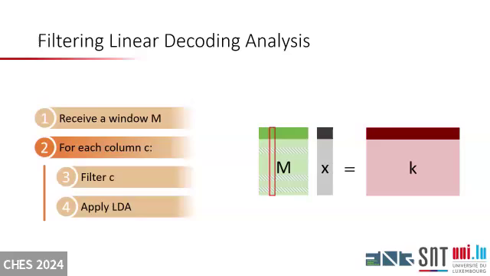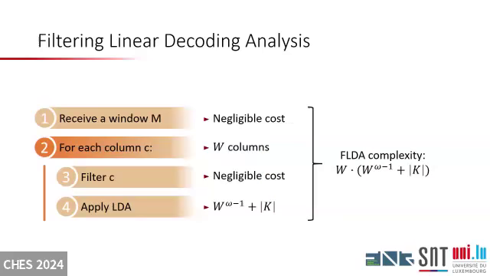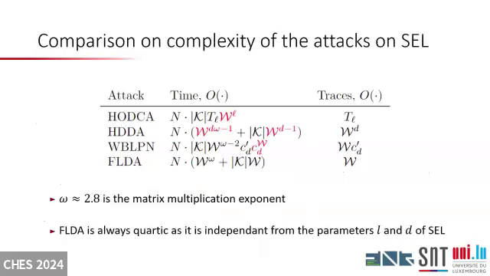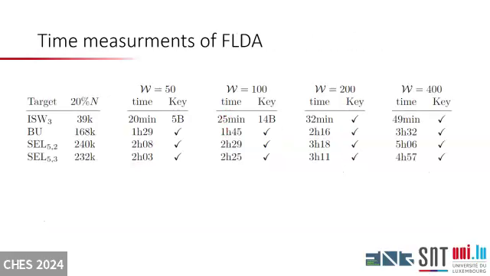So how much does such an algorithm cost? Receiving a window W is obviously free. Filtering is linear, so it's negligible compared to the attack. Applying LDA has this complexity with our optimization that I will briefly cover later. And then we are just performing W LDAs, W times LDA, which gives the final complexity that I've shown previously.